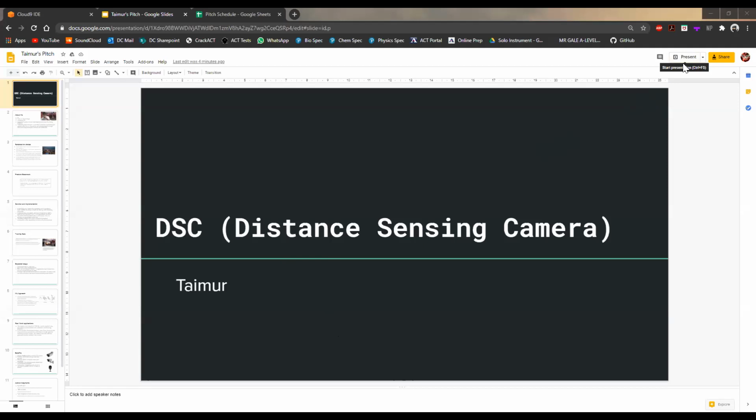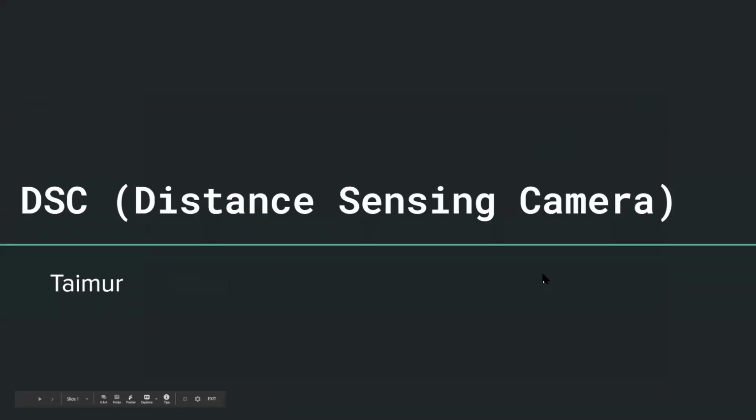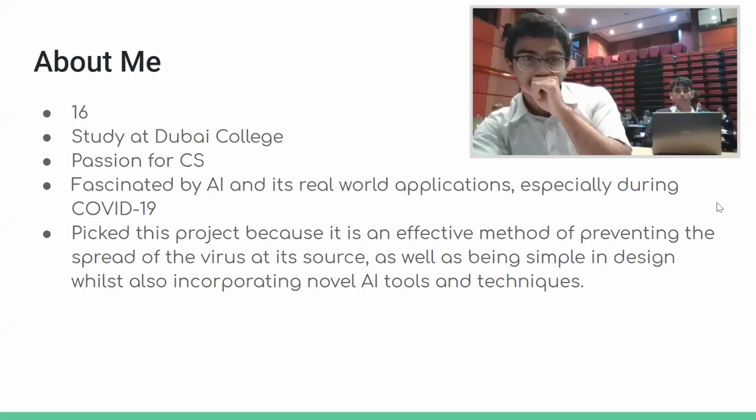Okay, sure. So hello everyone. Today I'll be presenting my pitch, which is the DSC, or Distance Sensing Camera. So a little bit about me. My name is Taimur. I'm 16 years old. I study at Dubai College. In the top right is a picture of me and Vedant studying for our computer science mocks. I have a passion for computer science, and I'm fascinated by AI and its real-world applications, especially in the given context of COVID-19. So I'm very excited to pitch this project today.